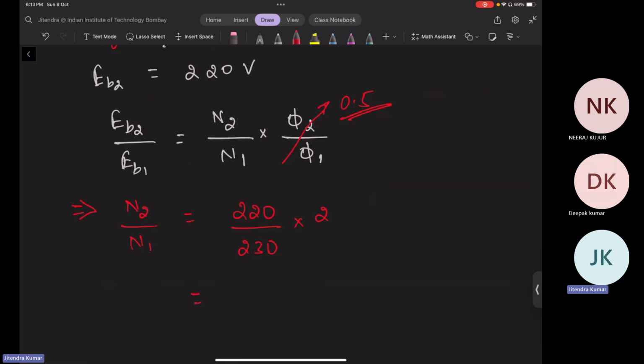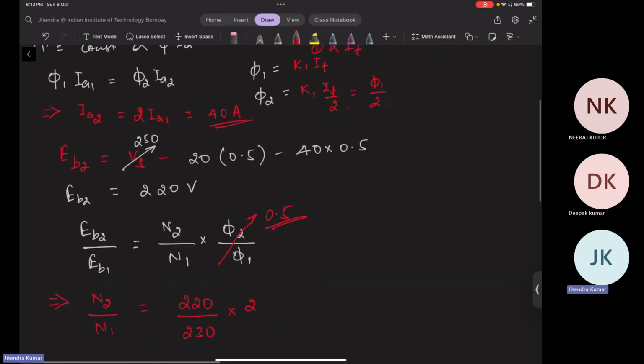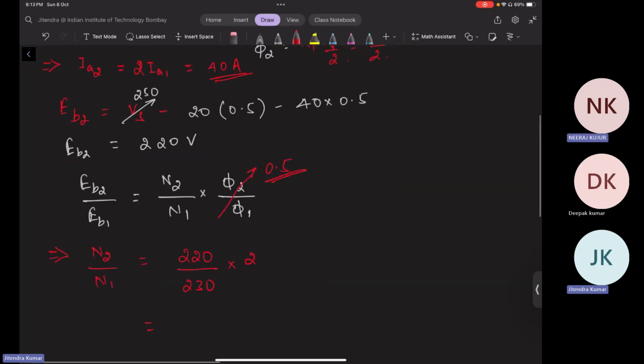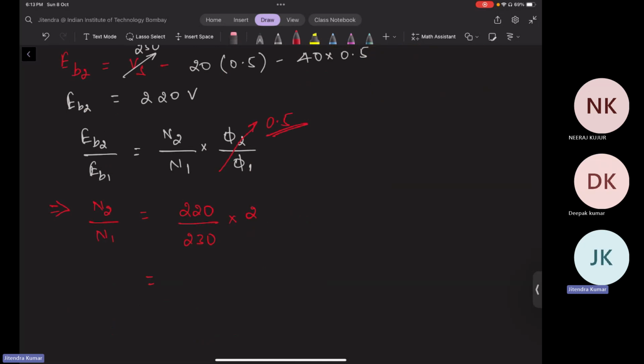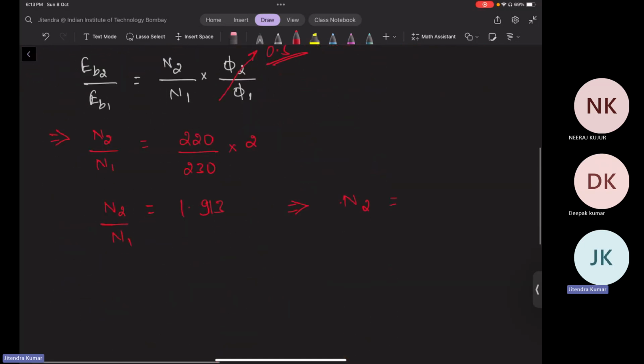So how much will it give us? 1.913. So from this logic, N2 will be 1.913 times 800, right? So how much will it be? 1530 RPM.